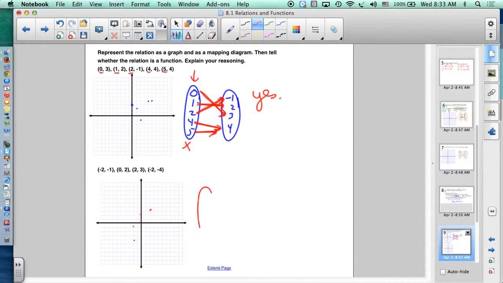As a mapping, we've got negative 2, 0, and 2 for x. We've got negative 4, negative 1, 2, and 3 for y. When we connect those, negative 2 to negative 1, 0 to 2, 2 to 3, and negative 2 to negative 4. Notice here, we've got two arrows coming off of the same x value. That's a quick test to show us that, yep, we've got two different points that have the same x value. That is not a function.